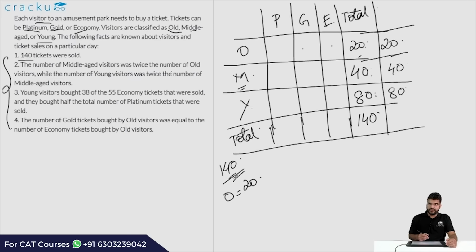Now, we are adding a new row at the bottom, which will represent, for example, the total number of platinum tickets sold, this is the total number of gold tickets sold and this is the total number of economy tickets sold. Anyway, let us go to the next bit.